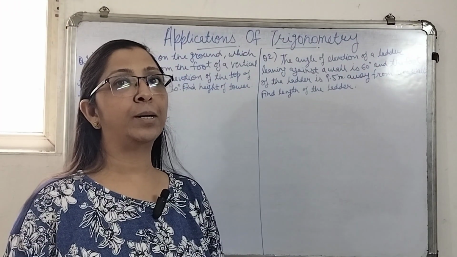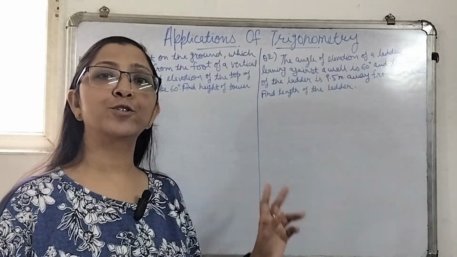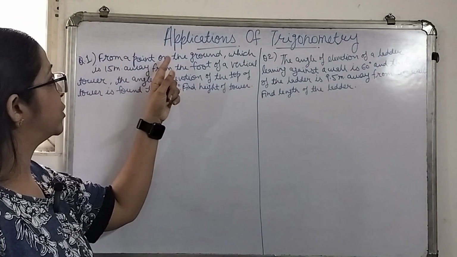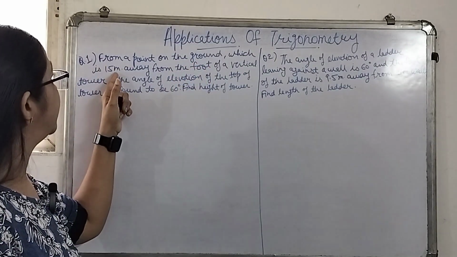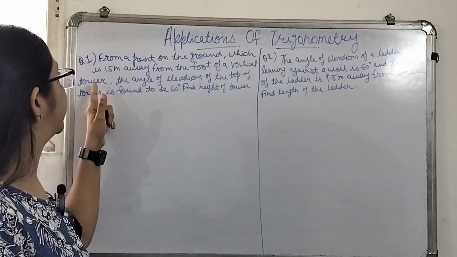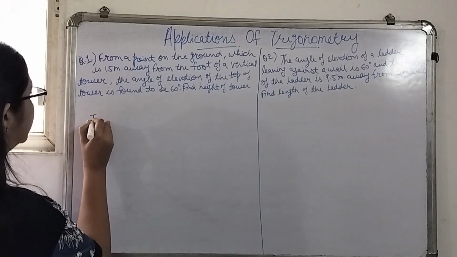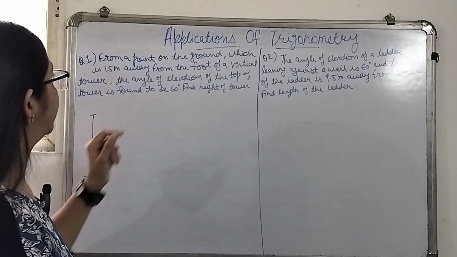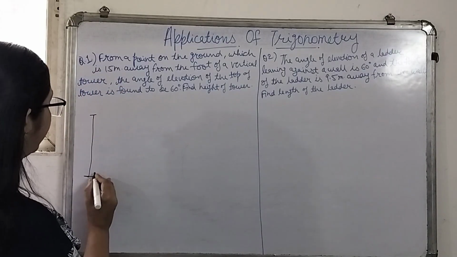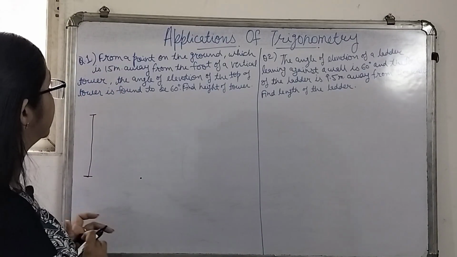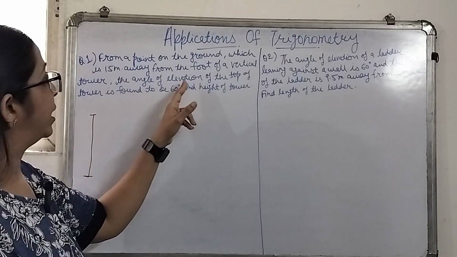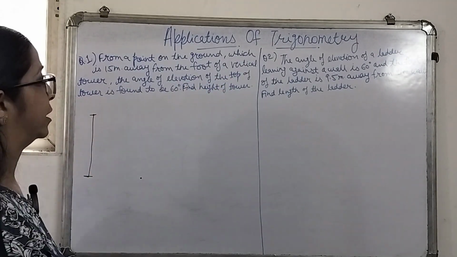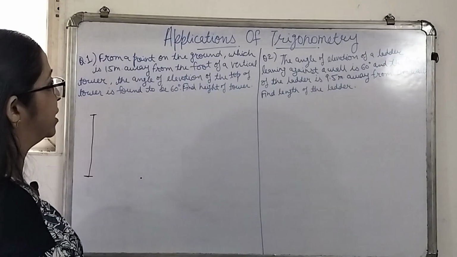Let's see how to apply the concepts of trigonometry for solving problems. The question is: from a point on the ground which is 15 meters away from the foot of a vertical tower, the angle of elevation of the top of the tower is found to be 60 degrees. Find the height of the tower.